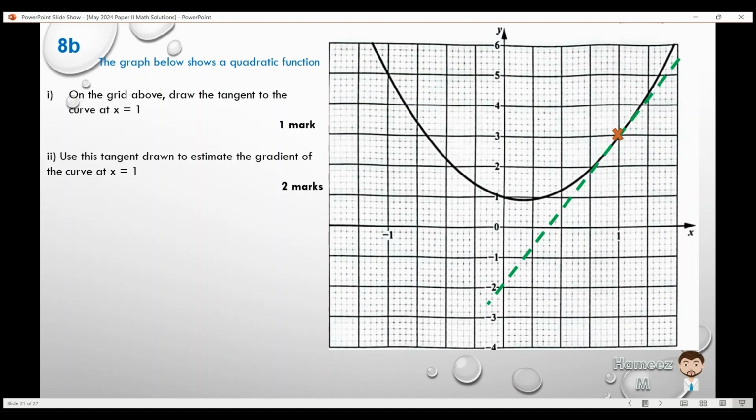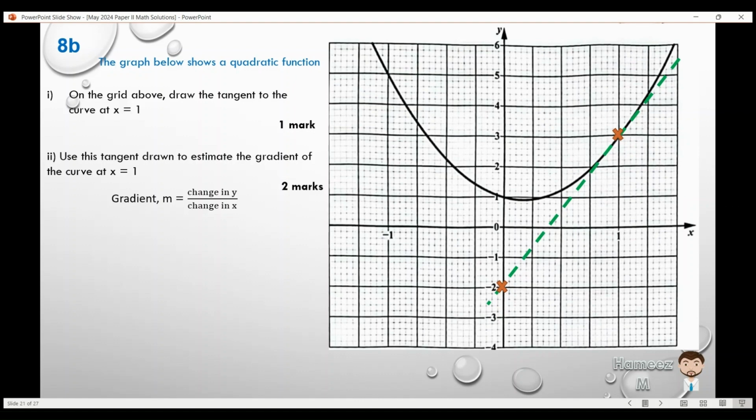Part 2, use this tangent to estimate the gradient of the curve at x equal to 1. So to find the gradient of that straight line, it's the same anywhere along that green straight line, the tangent. We need a second point, and we can see that our tangent passes through minus 2 on the y-axis. So let's consider that using the gradient, because that's what we want to find, change in y over change in x. Let's bring up that point.